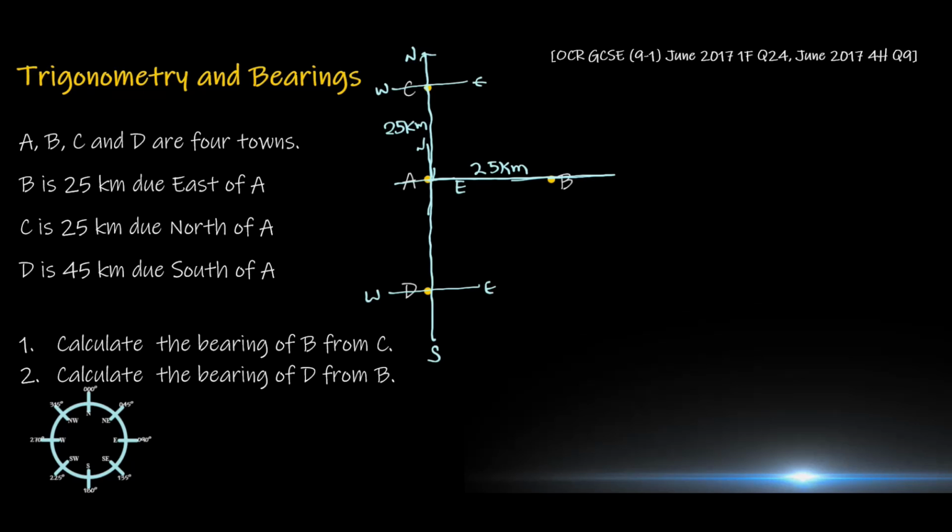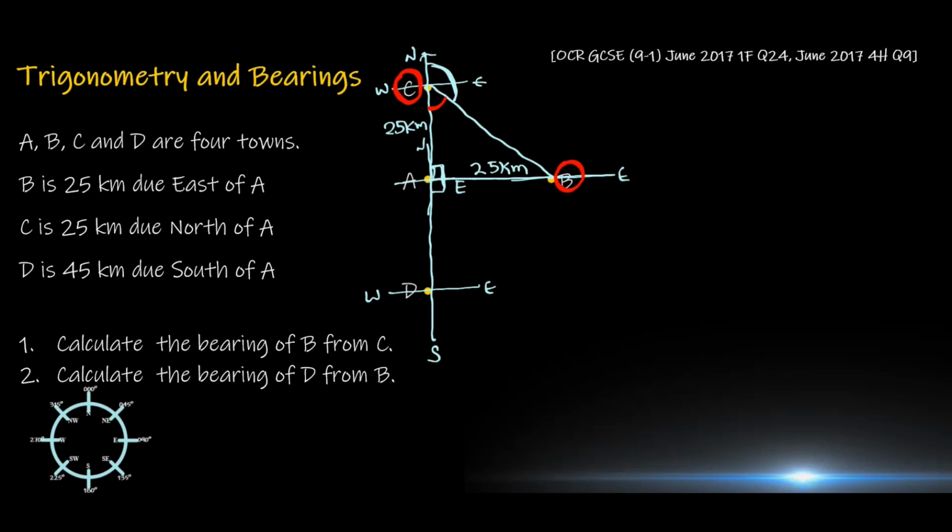The question then says calculate the bearing of B from C. So we're interested in C and B. Here at A, we've got a 90 degrees angle in the direction of the north, the south, and the east. So we're drawing a line straight from C to B. We're asked to find the bearing of B from C. If you remember, we always start the bearing clockwise from the north. So what we're interested in is our bearing from the north all the way to the line that goes to B. But to be able to do that, we need to find the angle in the right angle triangle ACB.